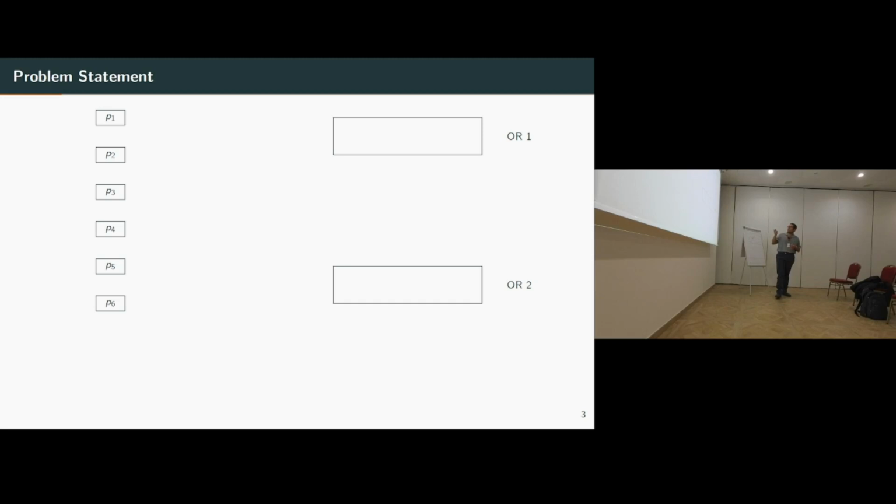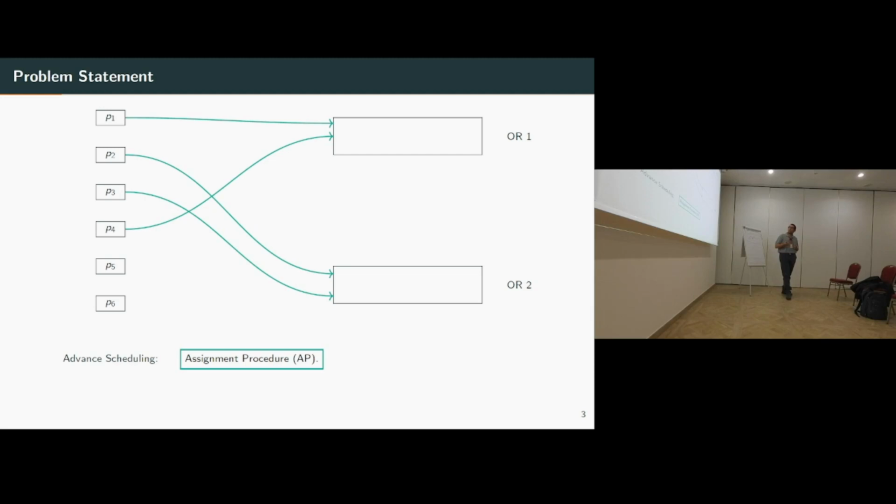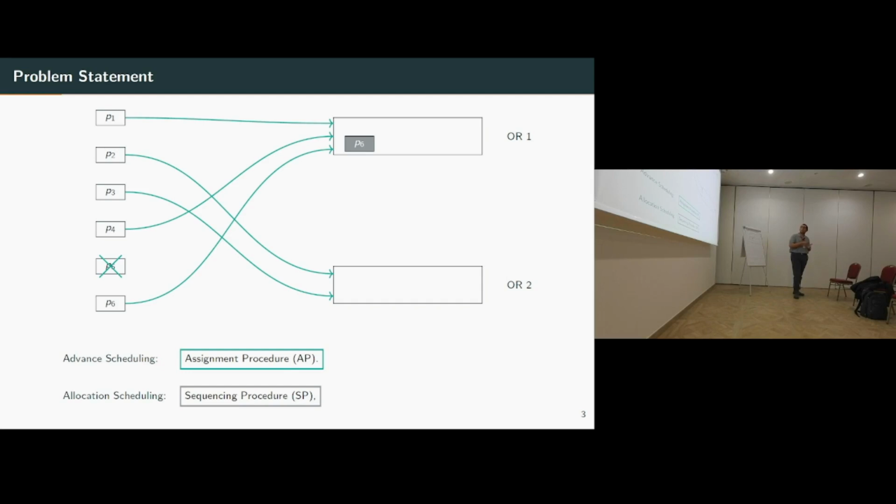We divided the problem into two sub-problems. The advanced scheduling deals with the assignment procedure, so we have to assign each patient to a room, for example like this. Maybe we can assign all of them, so patient 5 can make it. Then the second sub-problem, the allocation scheduling, is divided into the sequencing procedure, so the order in which the operations have to be made, and the timing procedure, so we set the starting time of the operation. This is a possible solution to our problem.